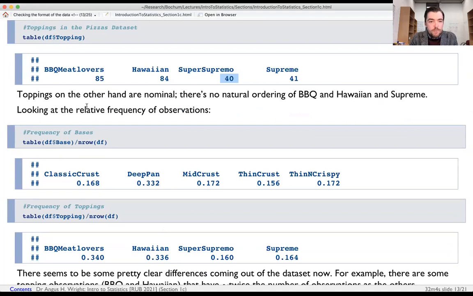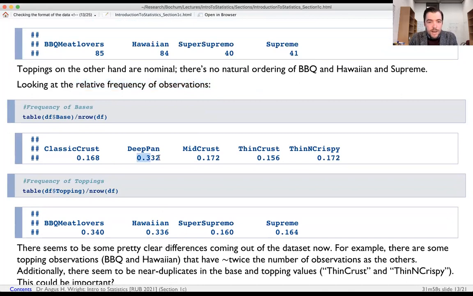If we look at the relative frequency of these observations, this becomes a little bit clearer again. So again, we have about a third of the data set is deep pan, whereas 15% of the data set is split variably between the other options.